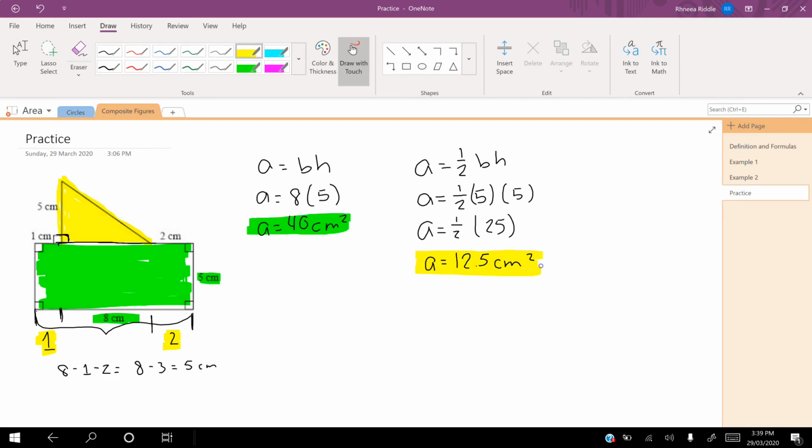So now that we have found the two different pieces in their areas, we can add them together to find the area of the entire composite figure. So we're going to do A equals 40, which is from our rectangle, plus 12.5 from our triangle. And when we add those together, we're going to get 52.5 centimeters squared.